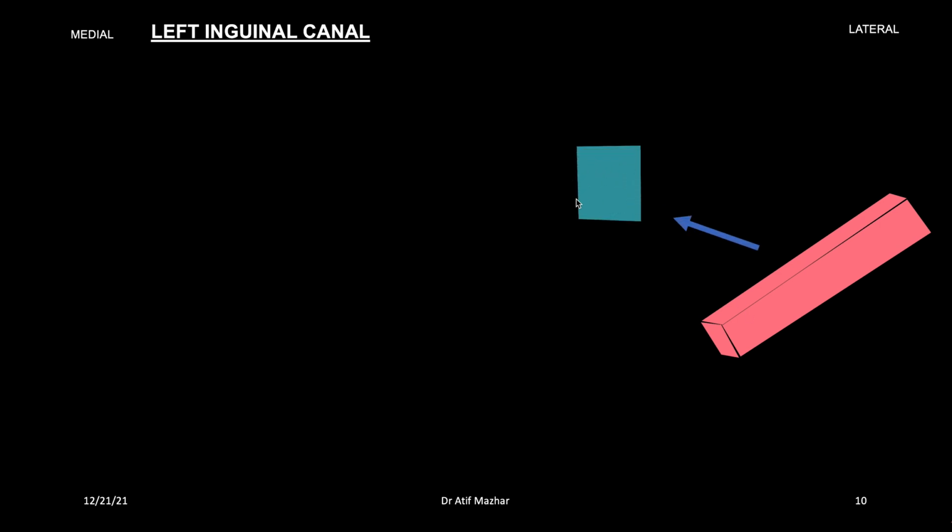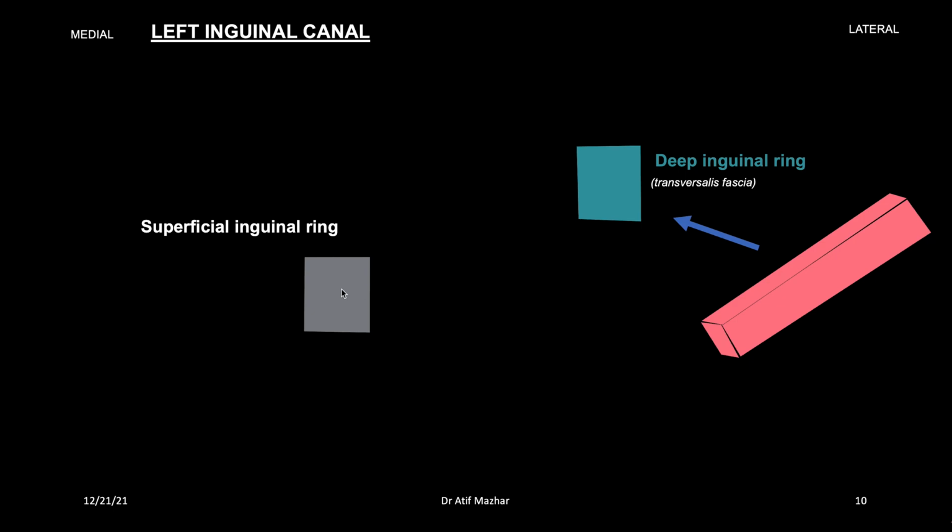Going further, look at it. Now this is the deep ring, it has been represented like that. And which part of my anterior abdominal wall is contributing in making this opening? That is the fascia transversalis. This is the deep inguinal ring, and its location is in the fascia transversalis. And then if this was the deep ring, this will be my superficial ring. And where is this located? This is located in the aponeurotic part of my external oblique muscle.